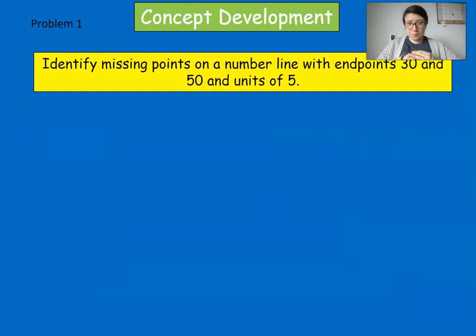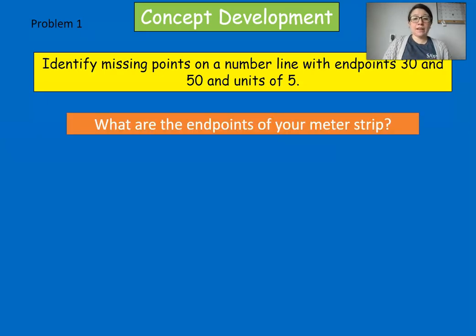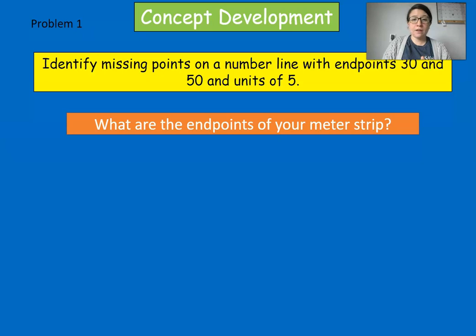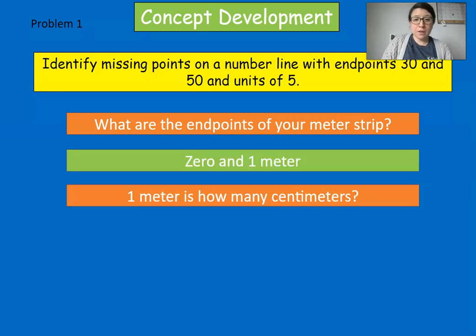Nice job. All right. So we're going to get started working in number lines. Number lines are just a line of numbers. We can start at any numbers. So what we're going to do is create a number line with endpoints of 30 and 50. So on our line, one endpoint is going to be 30, one endpoint is going to be 50. And the space between each line is going to be 5. Here's how we're going to do it.